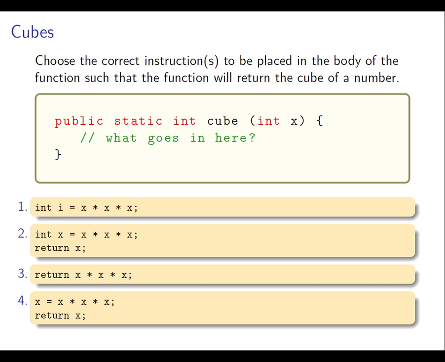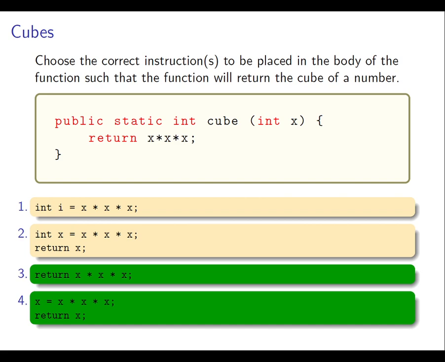Are you back? The answer is that 3 and 4 will work and 1 and 2 will not. Well, let's have a look at them, starting from the correct ones. 3, we've just got a single line. We are returning the expression given by taking our parameter and cubing it, and that will work just fine. 4 is equivalent to it.